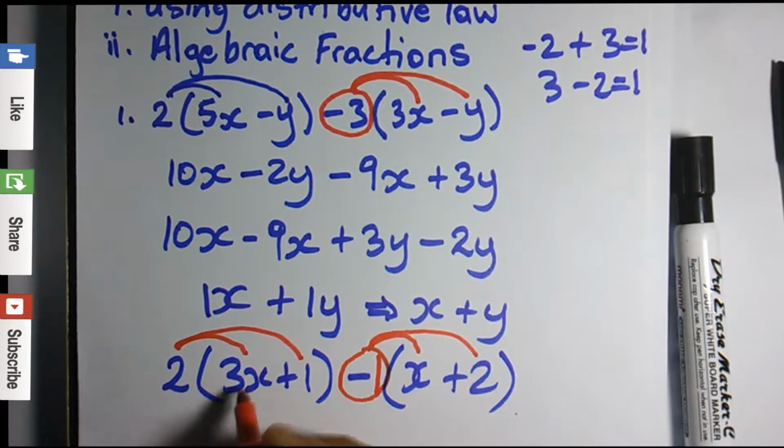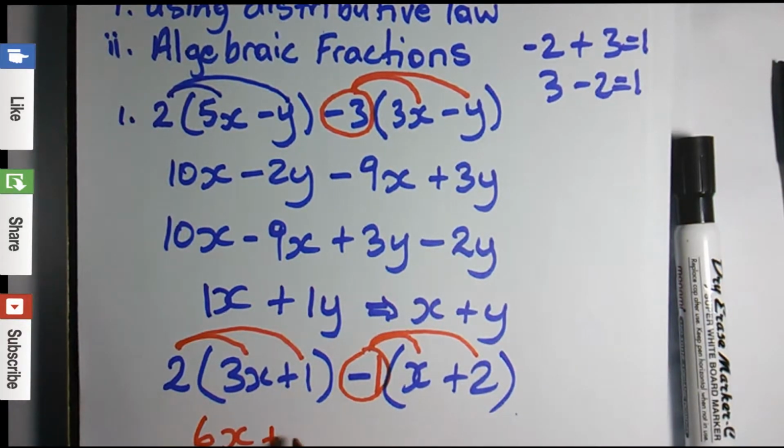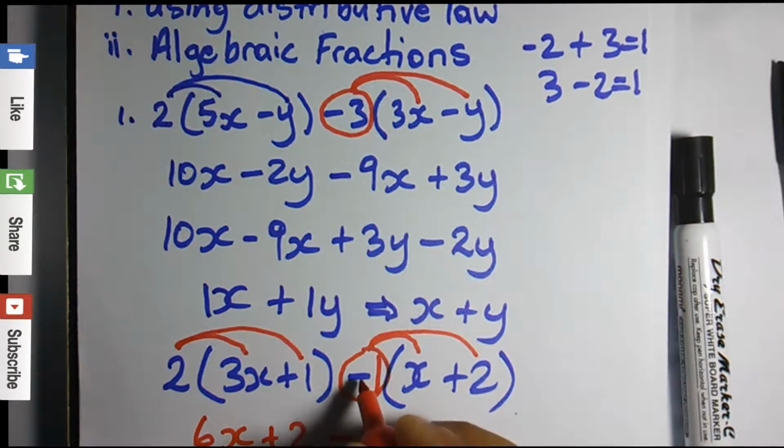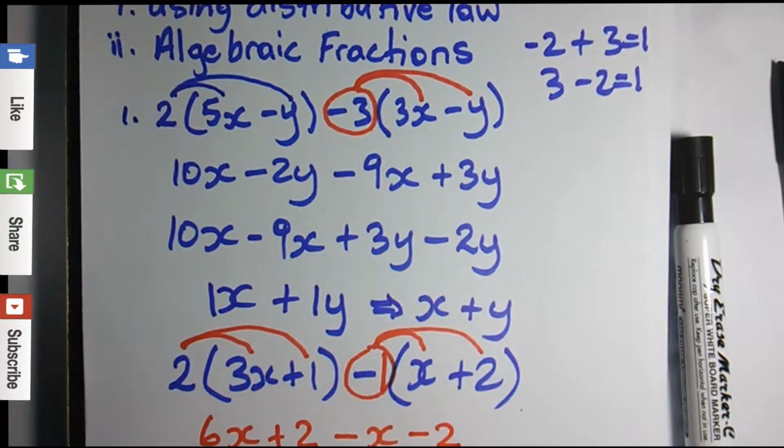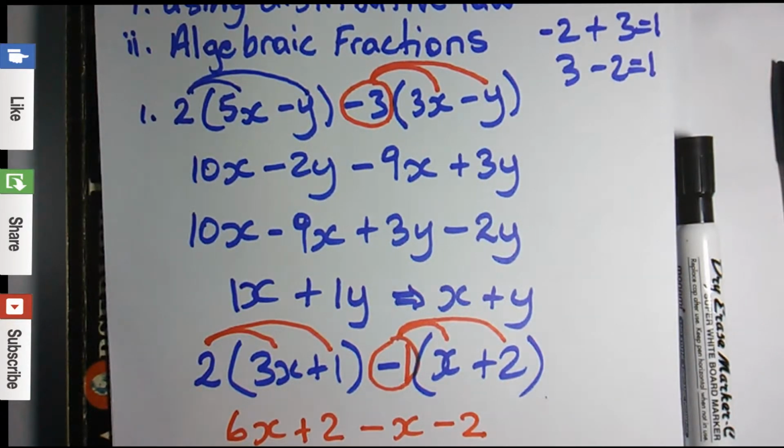So 2 times 3x is 6x. 2 times 1 is positive 2. Minus 1 times x is minus x. And minus 1 times positive 2 is minus 2. The next step is we'll collect like terms. So we have 6x minus x or 1x, x or 1x, same thing, plus 2 minus 2. So 2 minus 2 is 0, and 6 minus 1 is 5.